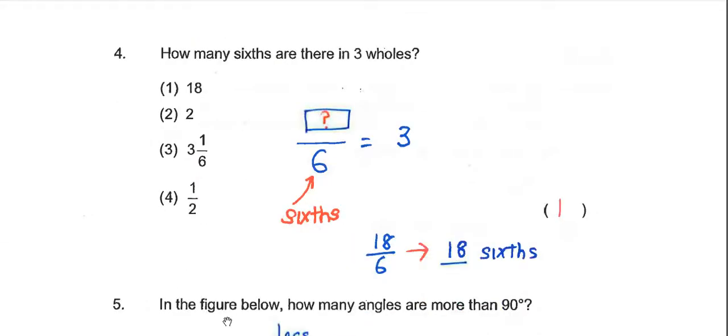How about this? How many sixes are there in 3 wholes? It means there's an improper fraction over here, something divided by 6. Look here, something divided by 6 refers to this 6. It says how many 6s. Over here is 3. What divided by 6 is 3? The answer is 18. 18 divided by 6 gives you 3.